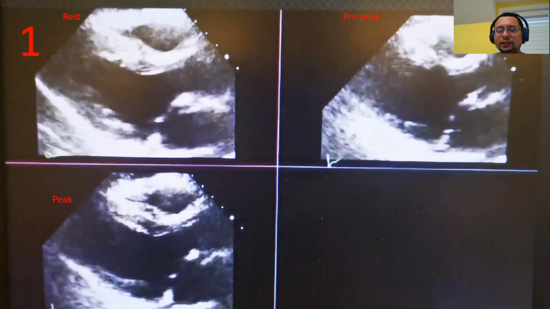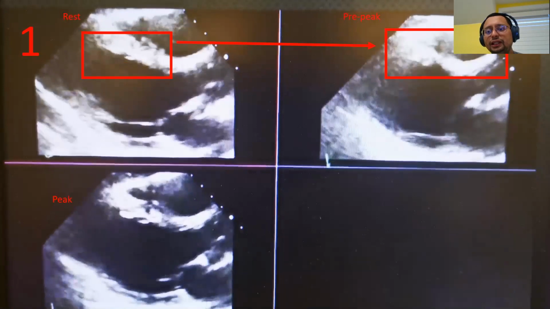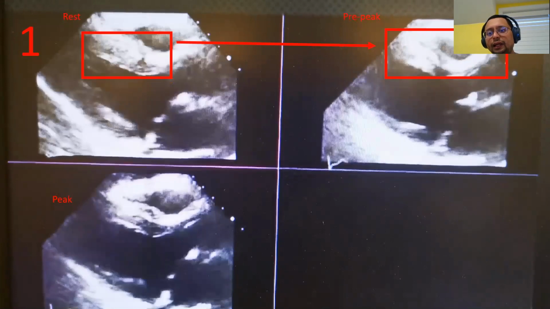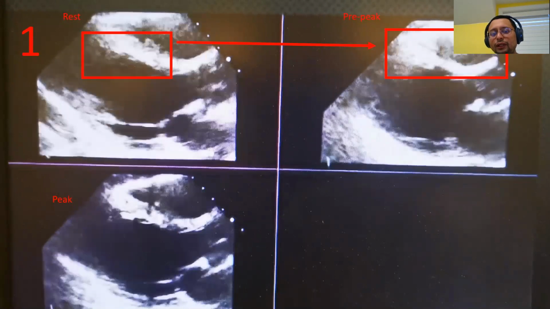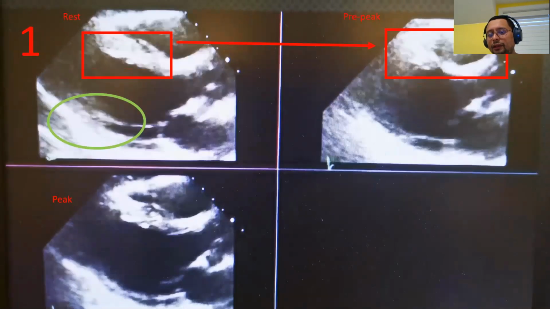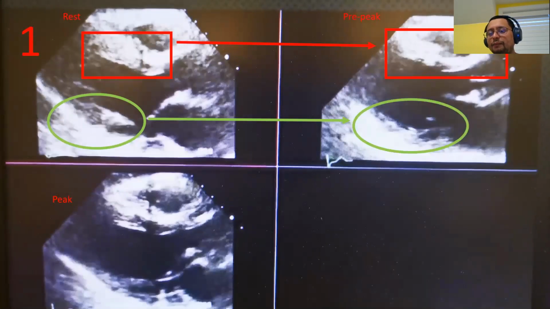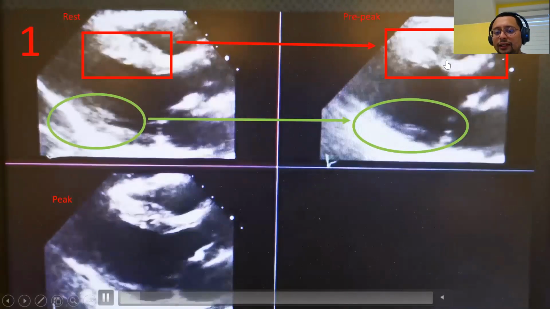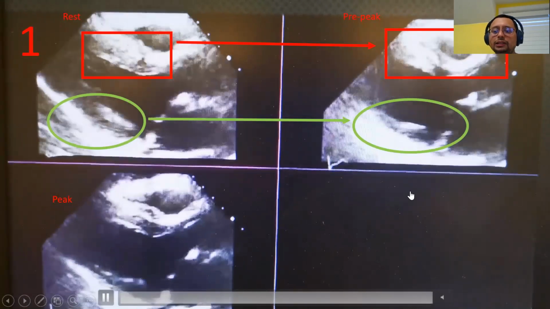Let's look at the next one. This is the long axis view. I have boxed the LAD segment. At rest, the LAD segment is contracting vigorously. Look at what happened in the LAD segment at pre-peak: it has become hypokinetic. What about the RCA segment? In this exercise stress echo, it is normal at the start, but when we do exercise, it becomes hypokinetic. So the LAD segment is hypokinetic and the RCA segment is hypokinetic. This is multivessel ischemia. I hope you see that clearly.